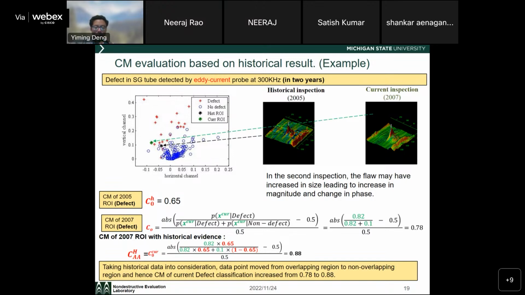Yeah, so it is real time. When you scan the SD inspection, you will get the signal, and from the signal itself, we will get the result. Where is the defect?